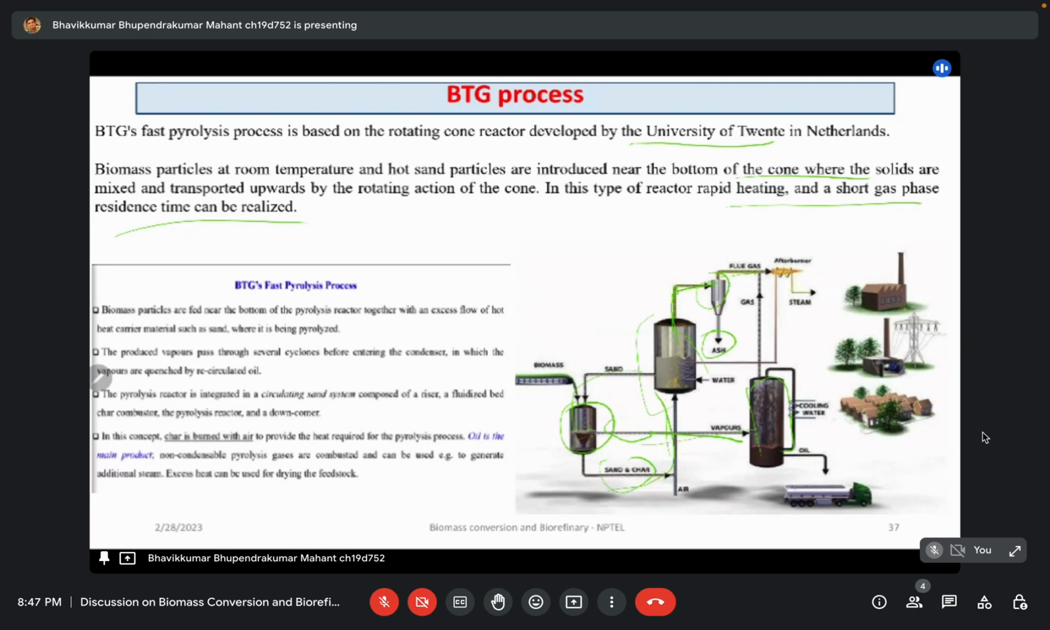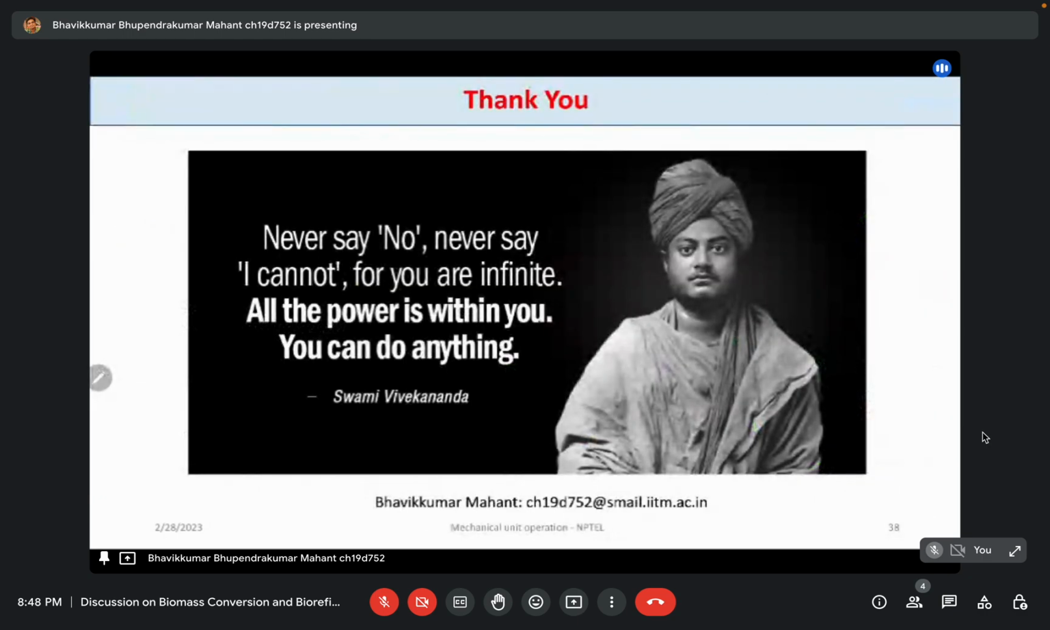whatever vapor you get here goes to the cooling flash tower, where you reduce the temperature. So gas and liquid get separated. The liquid is actually oil, which you can store, and whatever gas you get goes into the flue gas, CO plus H2, and you can use it in steam for power generation. So this is all the BTG process.